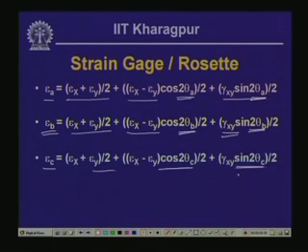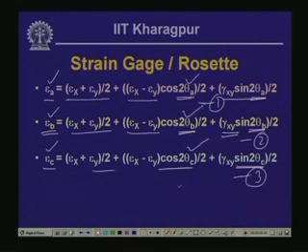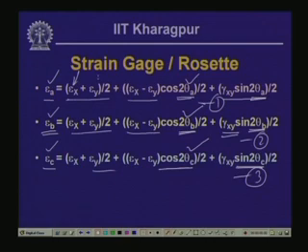Now, you see we have three equations, equation 1, equation 2 and equation 3. Out of these three equations, we know the value of epsilon A, we know the value of epsilon B, we know the value of epsilon C. Also we know the orientation angles theta A, theta B and theta C. Since these six parameters are known, epsilon A, epsilon B, epsilon C and consequently theta A, theta B, theta C, the unknown parameters epsilon x, epsilon y and gamma xy can be evaluated from these three equations. So, we can compute epsilon x, epsilon y and gamma xy from these equations.